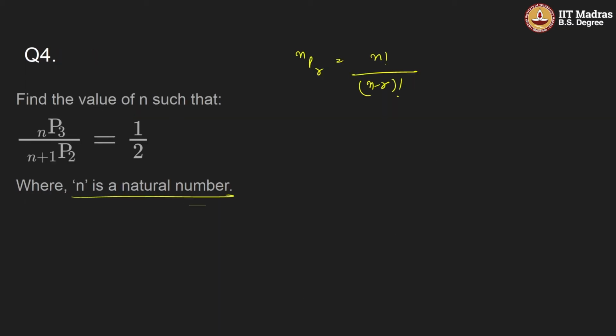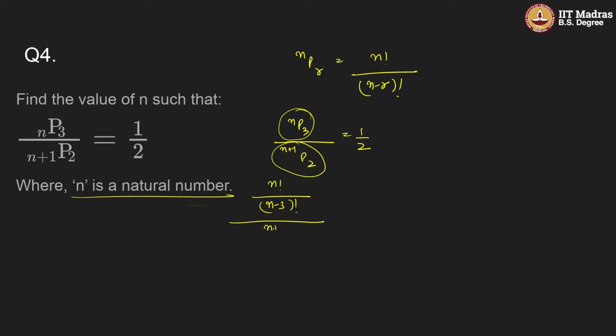Okay, let's solve it step by step. It is given nP3 divided by (n+1)P2, which will be equal to 1 by 2. Okay, let's expand this. So it will be equal to n factorial divided by (n minus 3) factorial. Correct? Now let's expand this one, which will be equal to (n+1) factorial divided by (n minus 1) factorial, which is equal to 1 by 2.